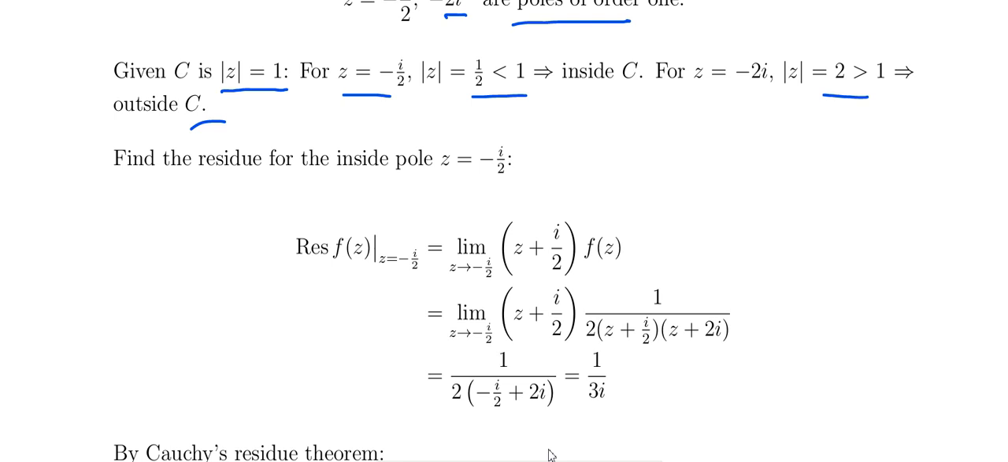So we can find out the residue only for minus i by 2. The residue at minus i by 2 is a simple pole. So the residue at the point z equal to minus i by 2 is the limit as z tends to minus i by 2 of (z plus i by 2) into f of z. Here f of z is 1 by 2 into (z plus i by 2)(z plus 2i).